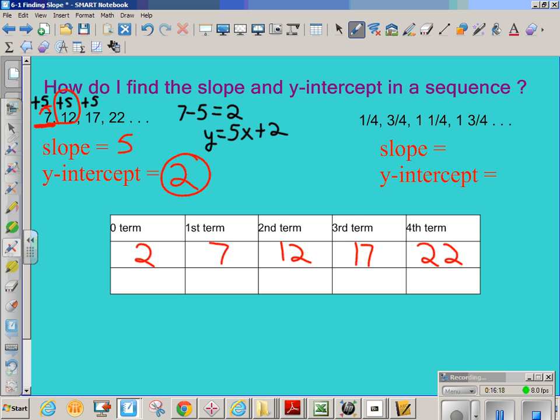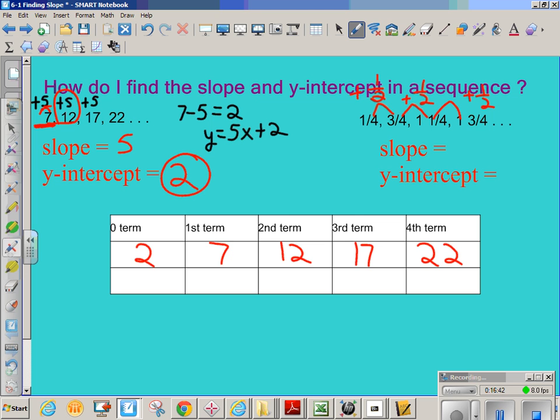So I have to see what my rate of change is first. I'm going from 1/4 to 3/4, which is a change of 1/2, because 1/4 plus 2/4 is 3/4. We know 2/4 is 1/2. So that's going to be our rate of change. I add a half here, and then I also would add 1/2 there. Of course, you can use your calculator to figure it out.